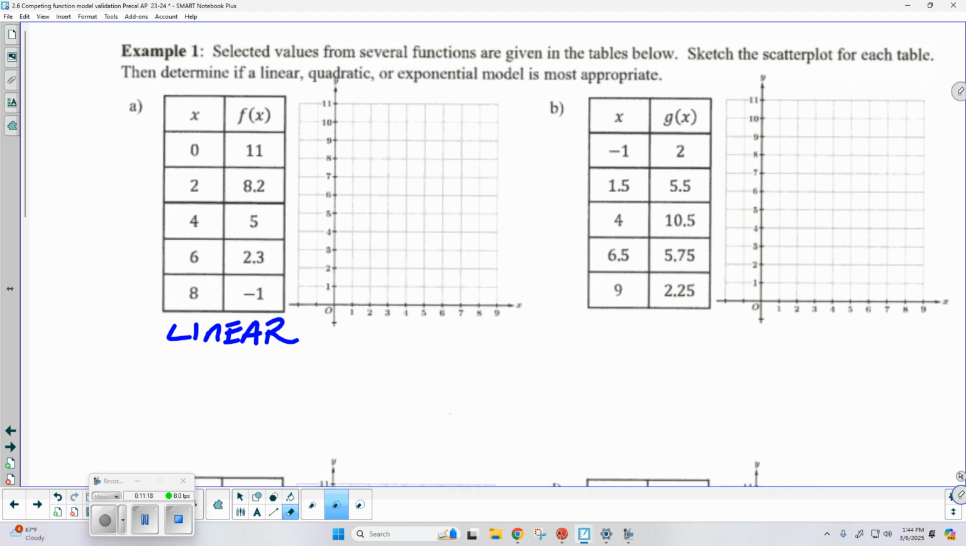Okay. Then with this in mind, let's go ahead and see what the scatter plot looks like. So we have (0, 11), (2, 8.2), (4, 5), (6, 2.3), and we'll finish up with (8, -1). So that's just going to be right here, off our grid. If I were to put a line through here, I'd say linear is going to work pretty well.